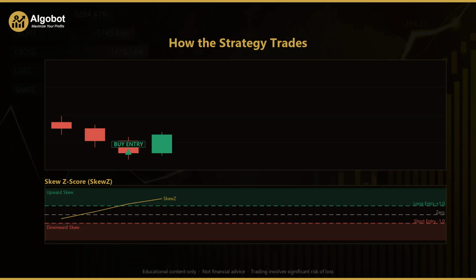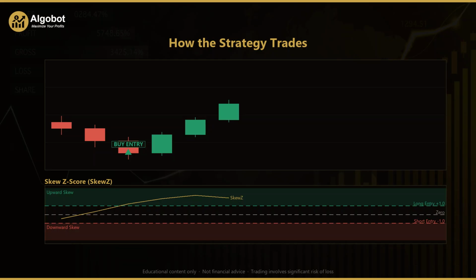Underneath those small down candles, the market is quietly absorbing selling, and the occasional larger up moves are pulling the asymmetry positive. By the third candle, the SkewZ score pushes up through the +1 line. That is the condition the code checks, SkewZ greater than or equal to EntryZ. The Expert Advisor signals along, and you can see the buy entry marker appear right near that low, even though price hasn't turned up yet.